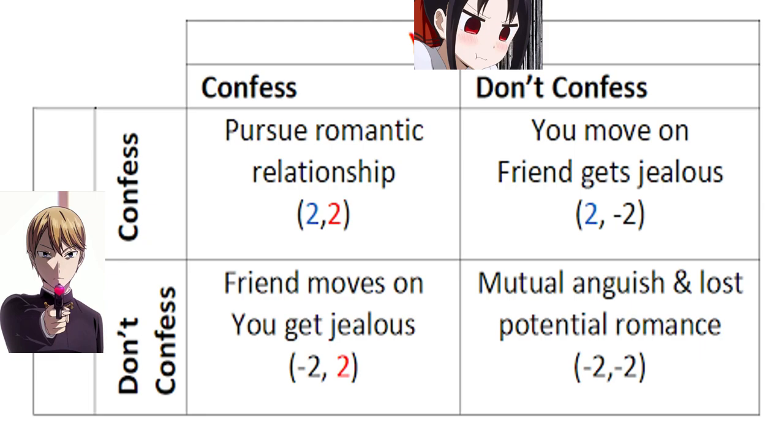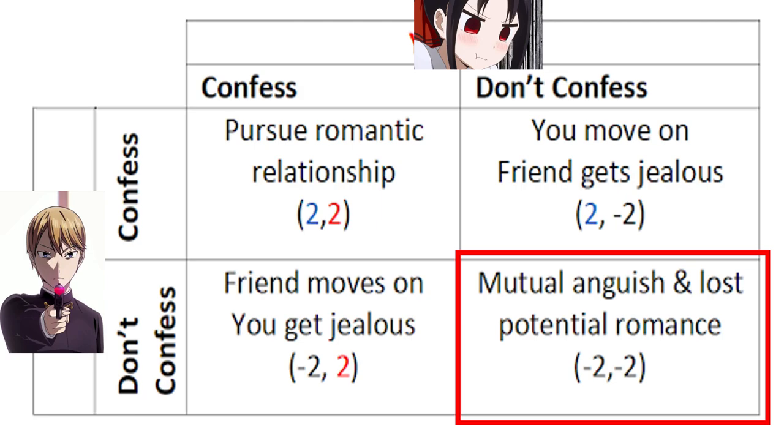Let's begin by constructing a payoff matrix for the mind games between Kaguya and Shirogane. In this matrix, both players can either confess their love or not confess, leading to 4 possible outcomes. In this game, the first value represents Shirogane's payoff, while the second value represents Kaguya's payoff.